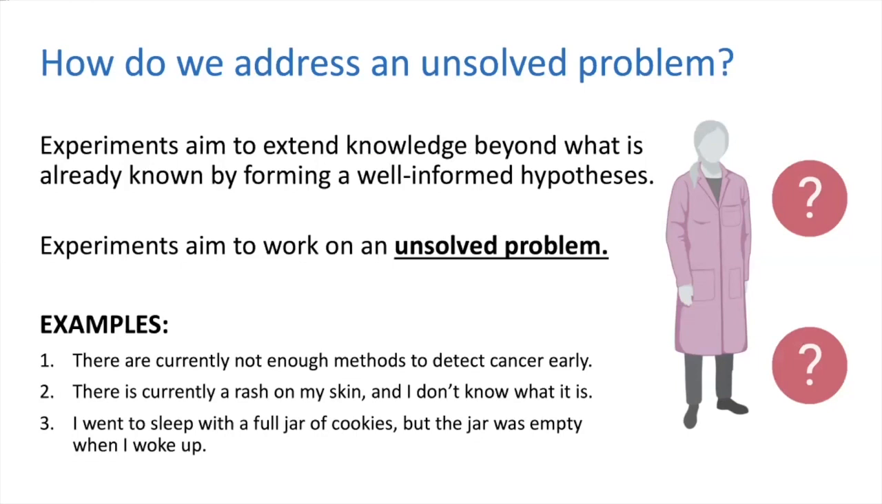Experiments aim to work on an unsolved problem. We could face unsolved problems in everyday life, and in biomedical research, there are many unsolved problems. Here are a few examples of both biomedical research unsolved problems and everyday unsolved problems. 1. There are currently not enough methods to detect cancer early. 2. There's currently a rash on my skin, and I don't know what it is. 3. I went to sleep with a full jar of cookies, but the jar was empty when I woke up.